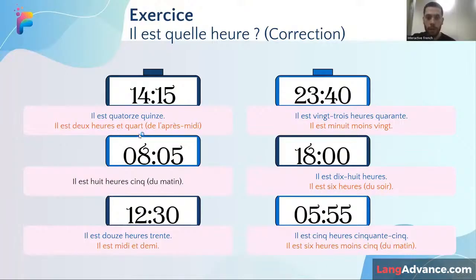So note also that if you say all the numbers, right? That may sound a little more formal. If you say il est 23h40, that would be slightly more formal, perhaps, than il est minuit moins 20. Okay, but that's not really a problem. Both are correct. So that's it for today, everybody.